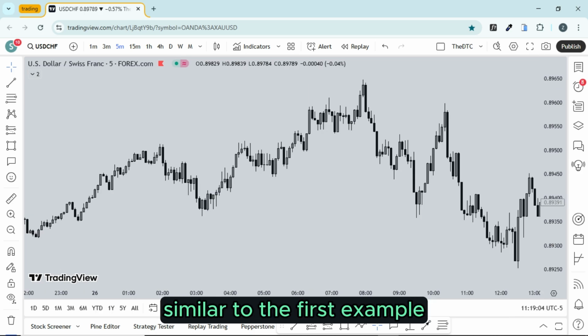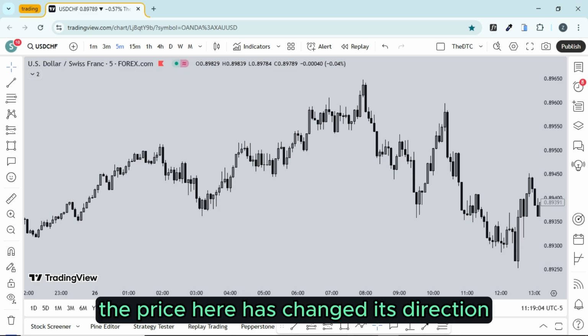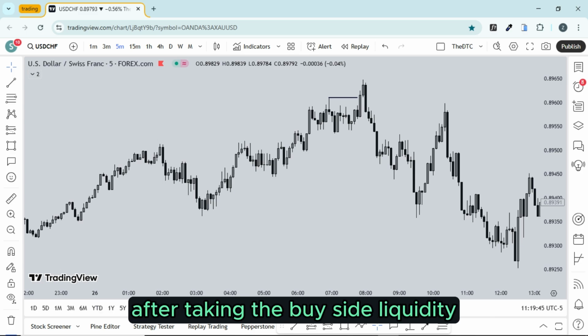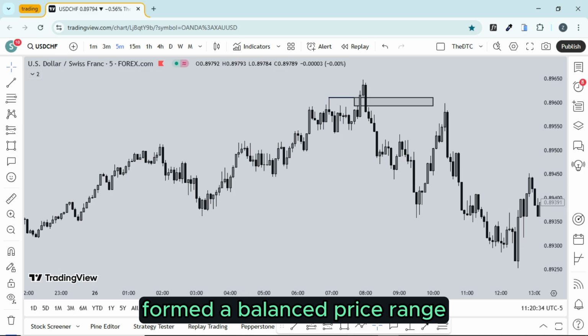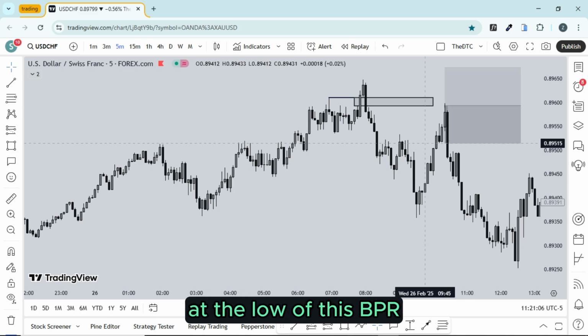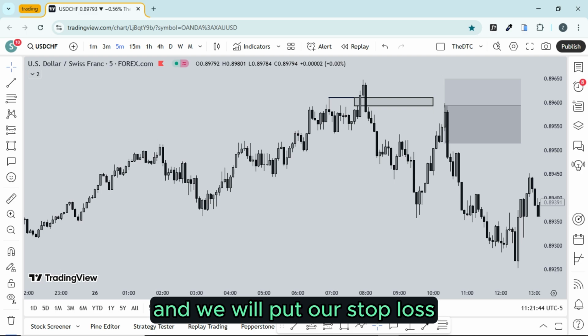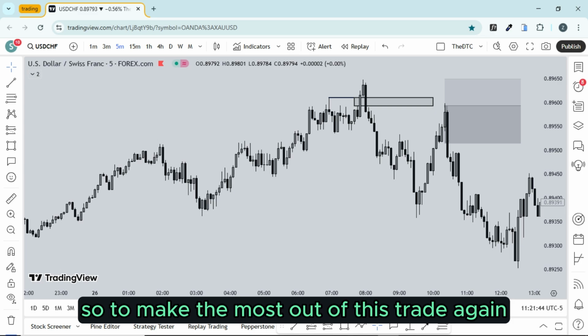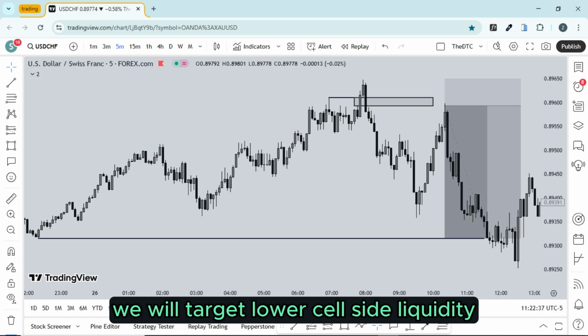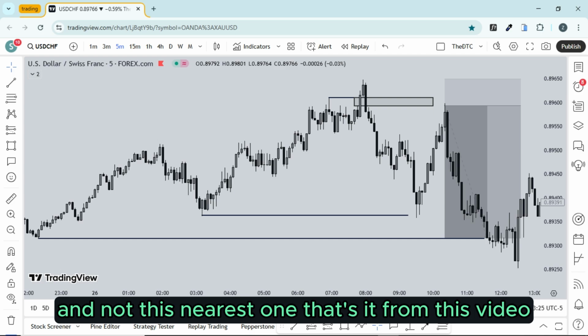Similar to the first example, the price here has changed its direction after taking the buy side liquidity. After taking liquidity, it formed a balanced price range. So we will enter a sell trade at the low of this BPR, and we will put our stop loss at the most recent swing high. As you can see, the trend is strongly bearish. So to make the most out of this trade, again, we will target lower sell side liquidity and not this nearest one. That's it from this video.